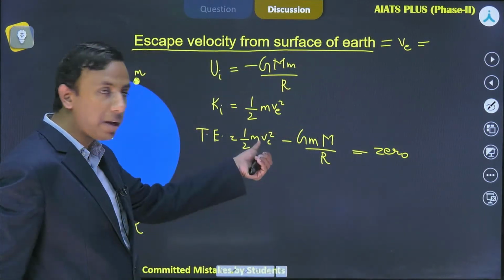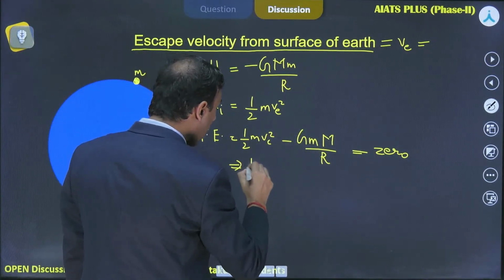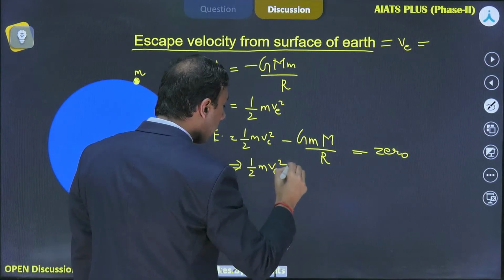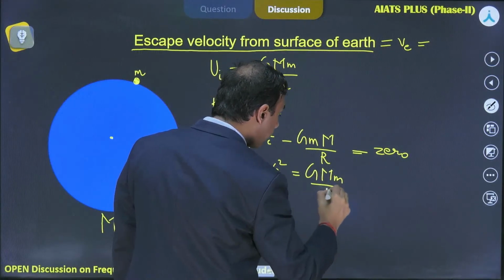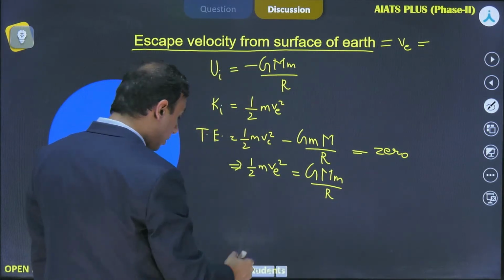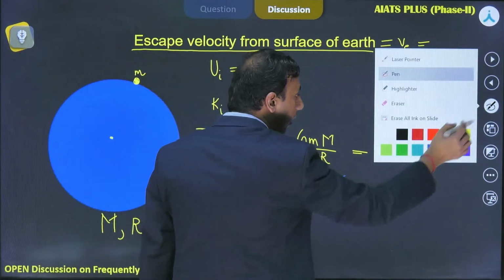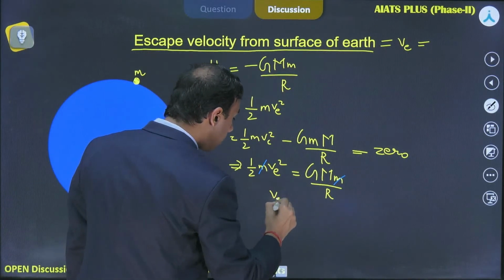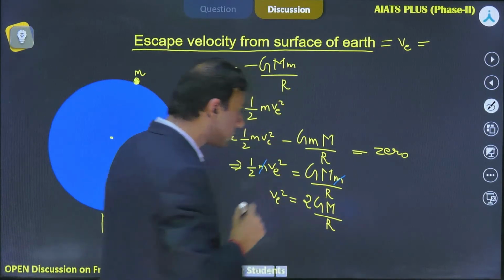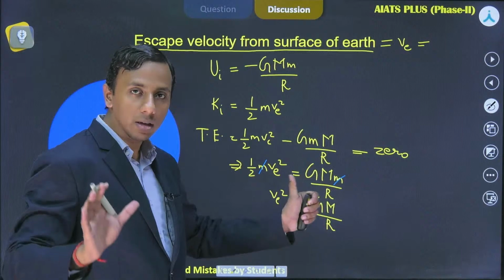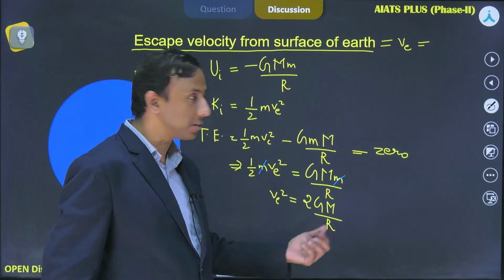All right? Because this is the minimum speed. So what would this be equal to? Take this to that side, right? So half m VE square equals GMm over capital R. So today we have derived the formula also. If you can see here, m and m cancel out, and you are left with VE square equal to 2GM by R. So from this you are getting the expression for escape velocity, which is under root 2GM by R. This is the expression. All right.